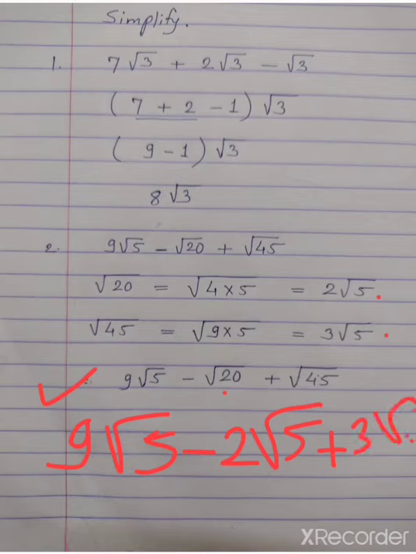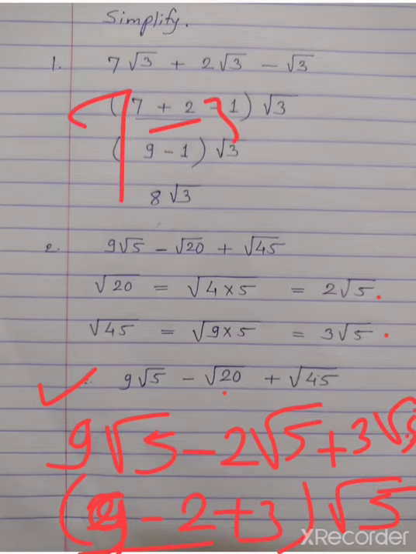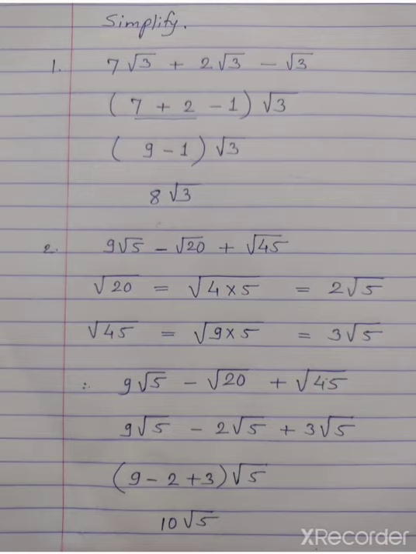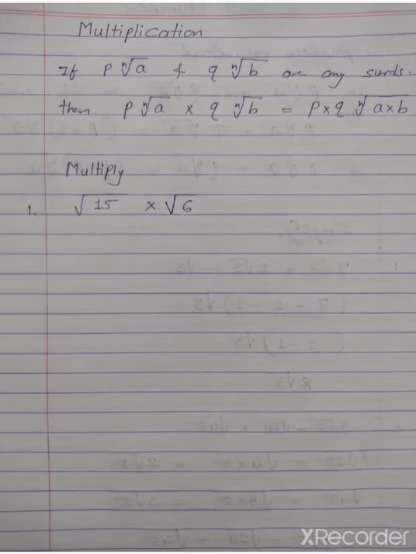So next step, we have to take this surd outside and write the remaining terms in this bracket. So first subtract: 7 plus 3 is equal to 10, and it's root 5. So 10 root 5 is the final answer, because we cannot simplify further. Let us see multiplication next.